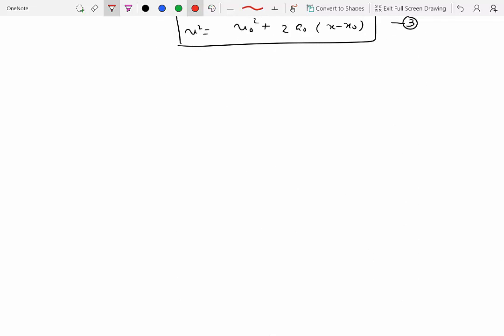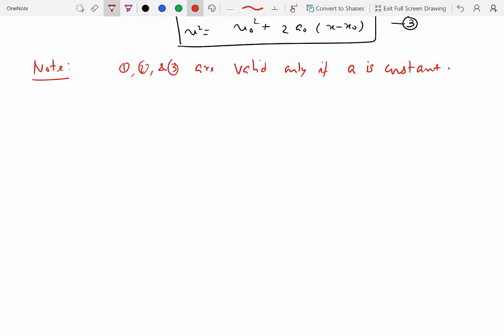And I'll write this actually in red, that note: 1, 2, and 3 are valid only if acceleration is constant. Okay, this is very important, so keep that in mind. If acceleration is not constant, you should not try to use any of these three relationships. Okay, if you're not sure whether acceleration is constant or not, and the problem doesn't give you whether the acceleration is constant or not, you cannot assume that acceleration is constant.